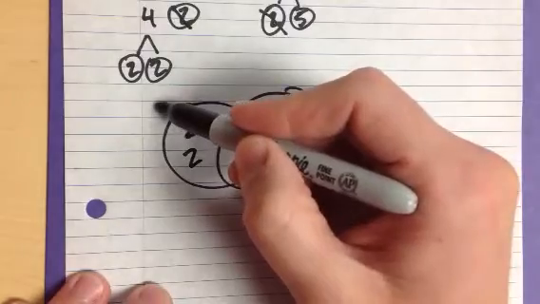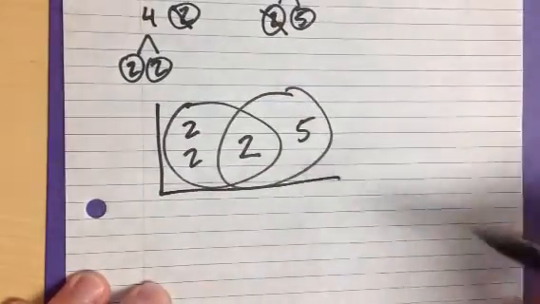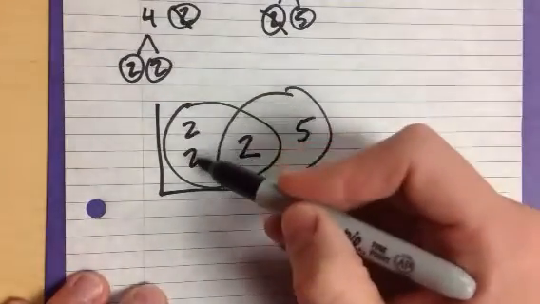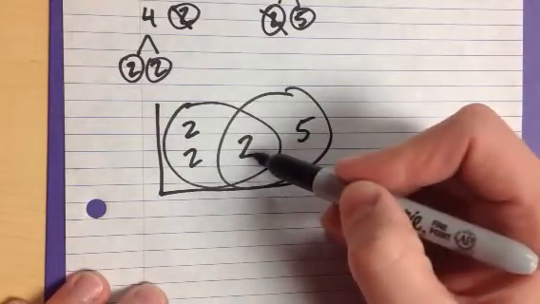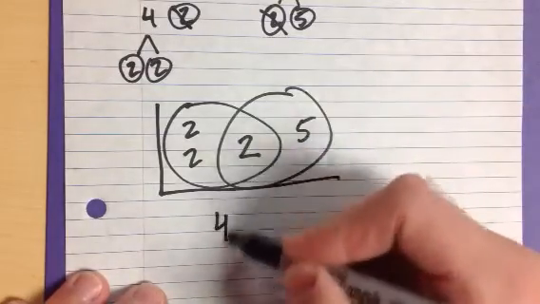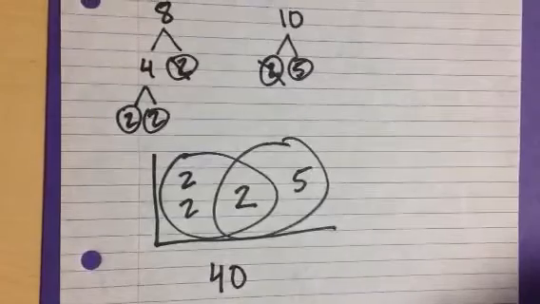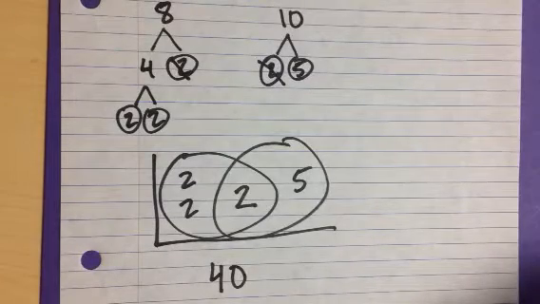Kids should be figuring out by now that to find the least common multiple, we multiply everything together. So 2 times 2 is 4, 4 times 2 is 8, 8 times 5 is 40. So it should be 40 days later that those two events would happen at the same time.